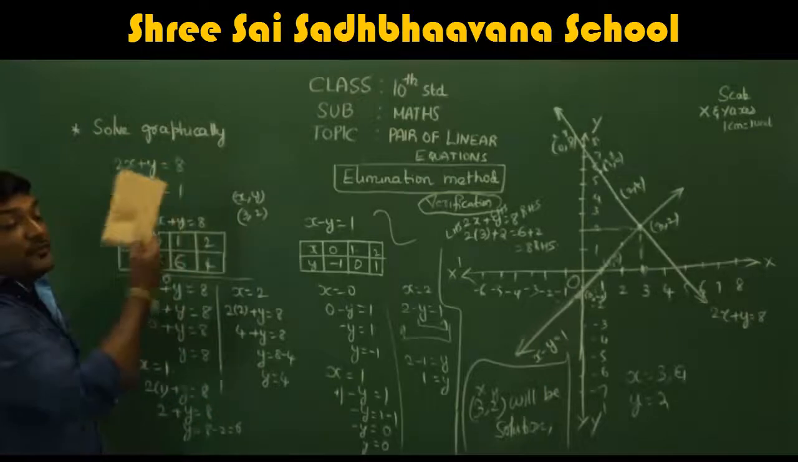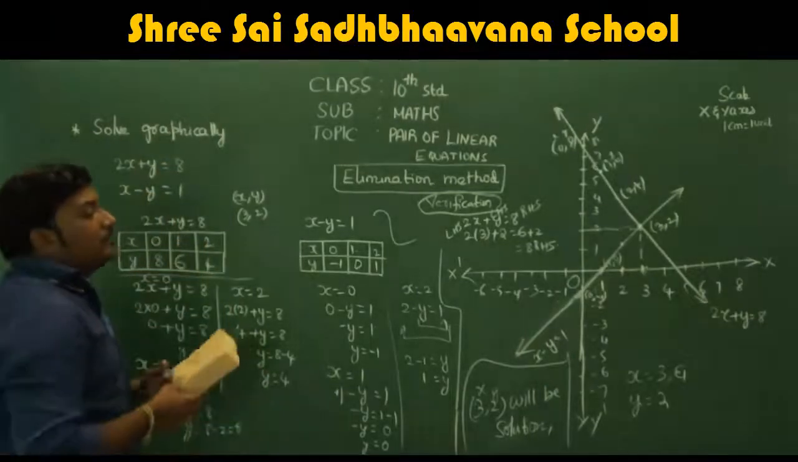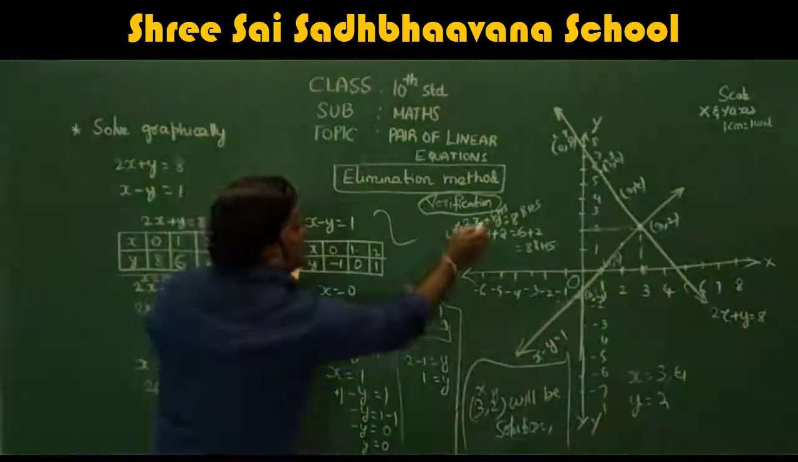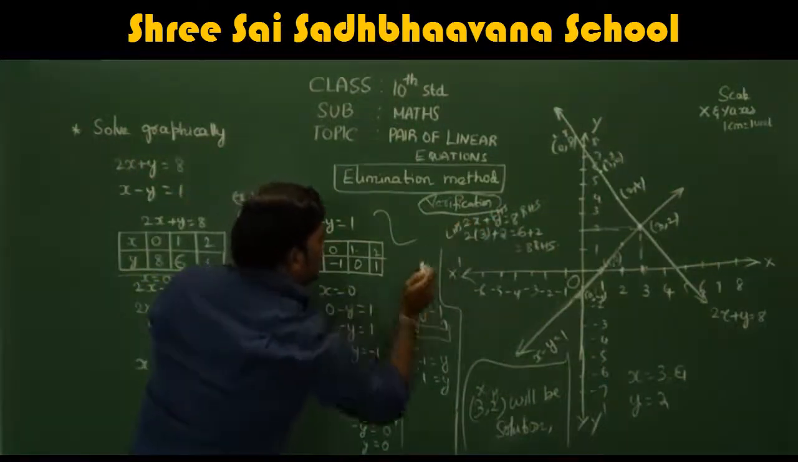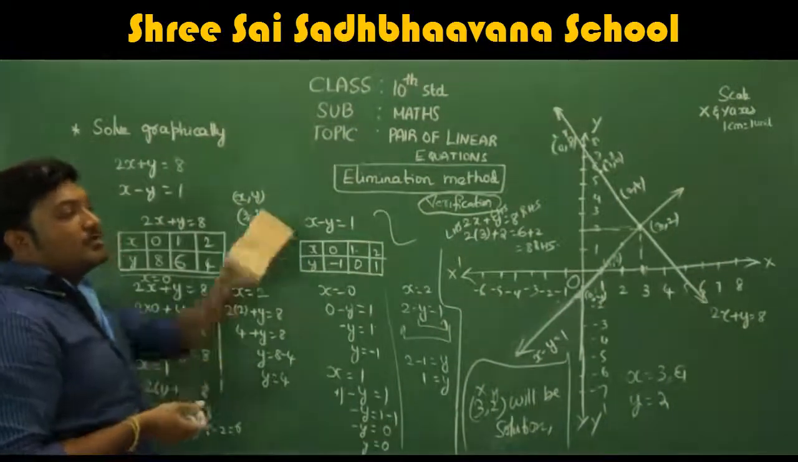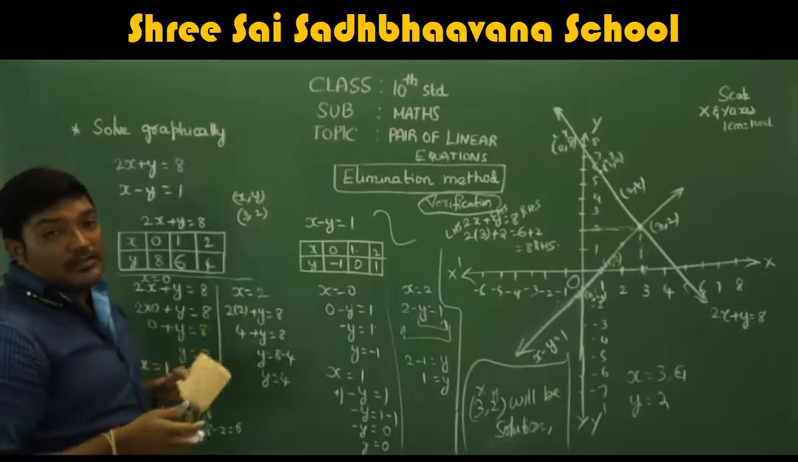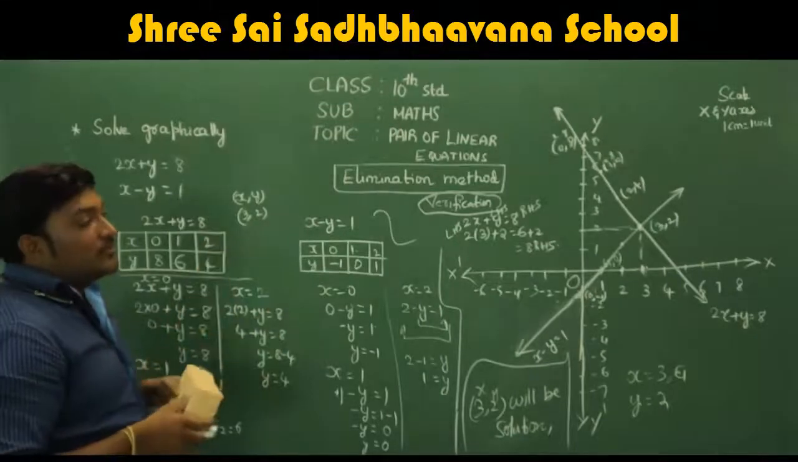I also verified and cross checked whether our answer is correct or not. I verified it by substituting x as 3. So 2x plus y is equal to 8. This is the LHS. So the LHS is 2x plus y. Substitute x as 3 and y as 2. So 2 into 3 plus 2, which is the same as 8, which is the RHS. Correct? We got it. So that is why our answer is correct.